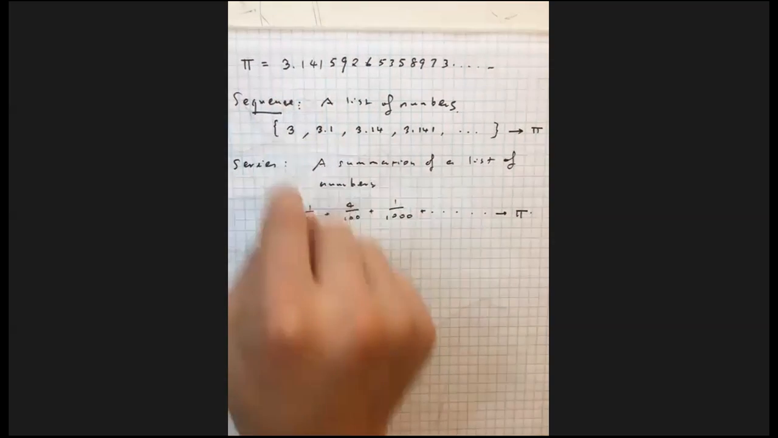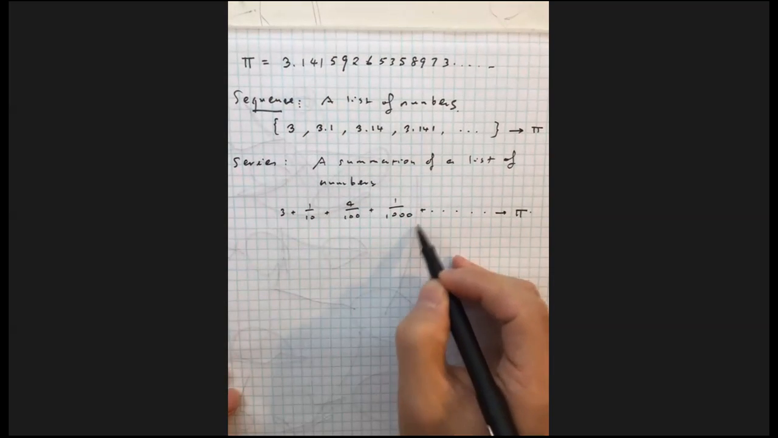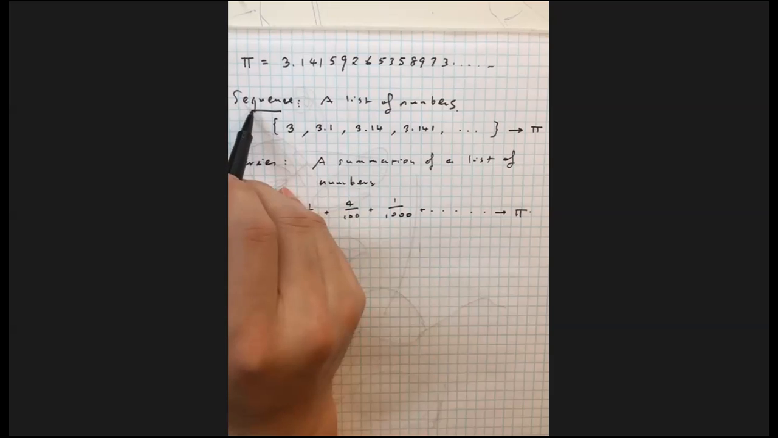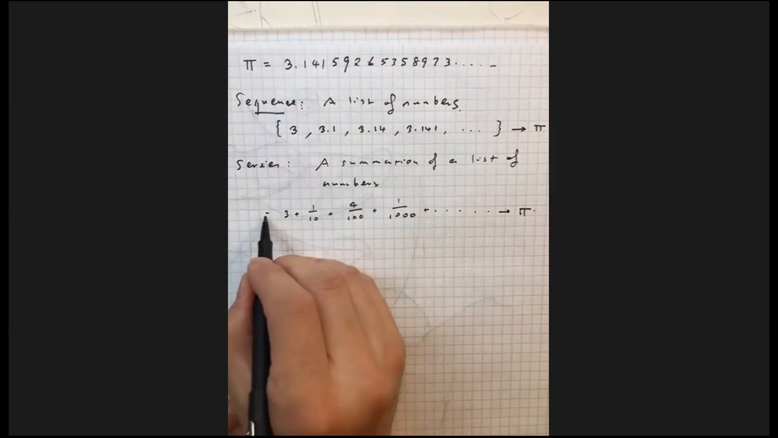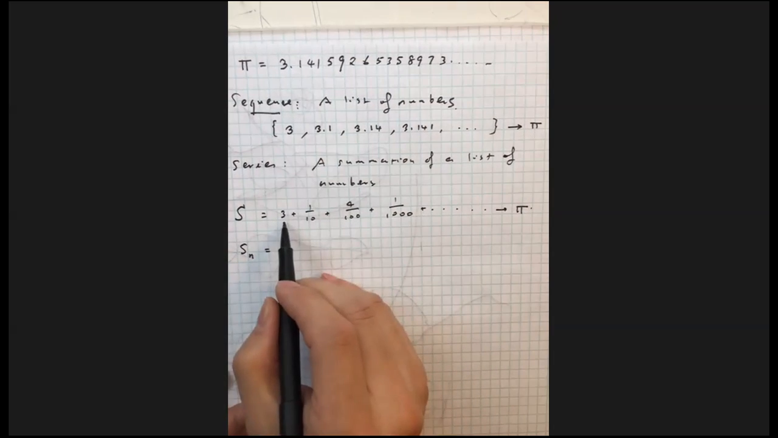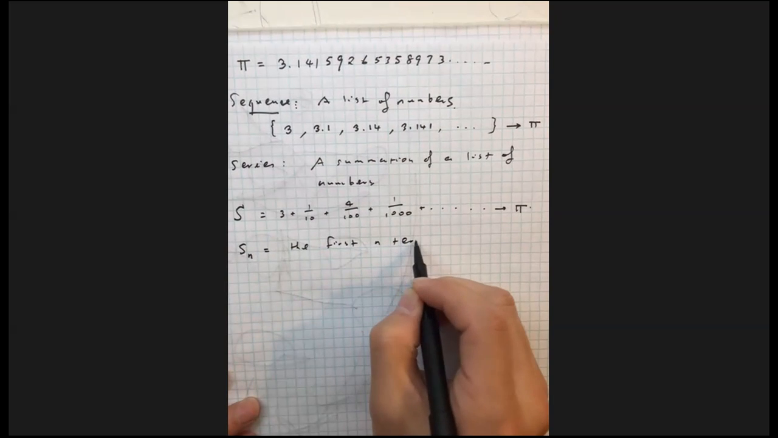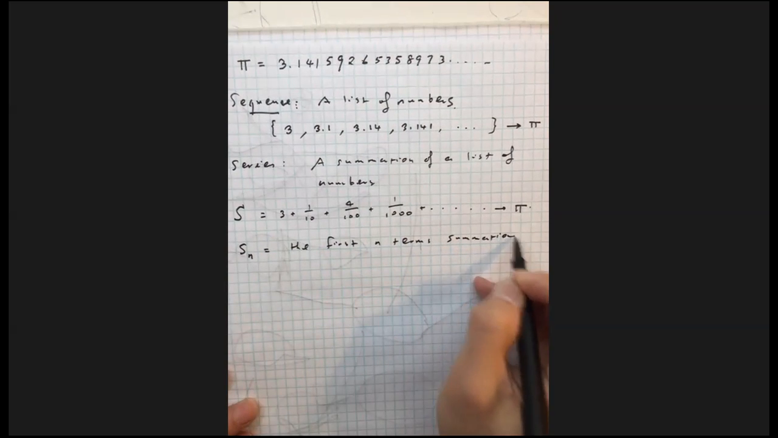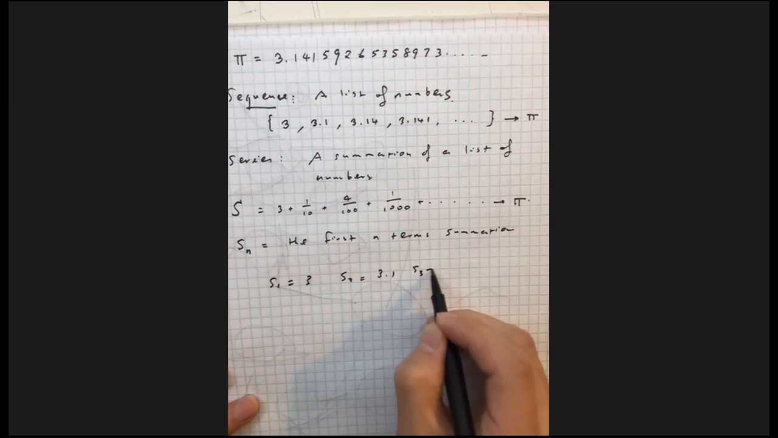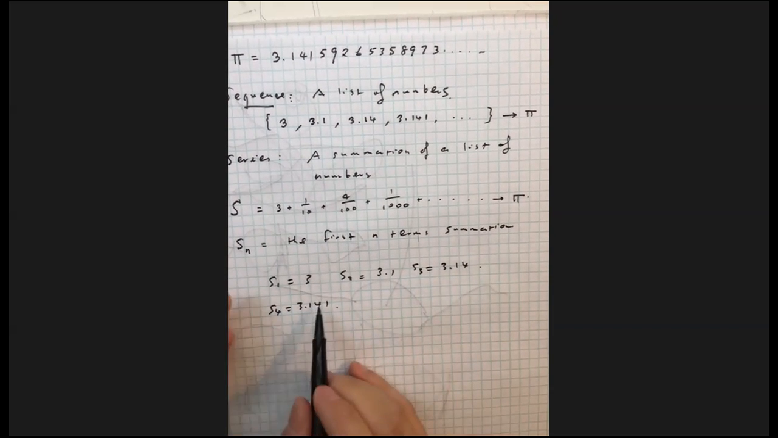And the relation between these is that for a given series, if you stop at the first n terms of the summation, you get something called a partial sum. The partial sums form a new sequence. For example, in this case, if you call this series S, and I let Sn denote the first n term summation, then S1 equals 3, S2 equals 3.1, S3 equals 3.14, and S4 equals 3.141. Then you see what the relation is.